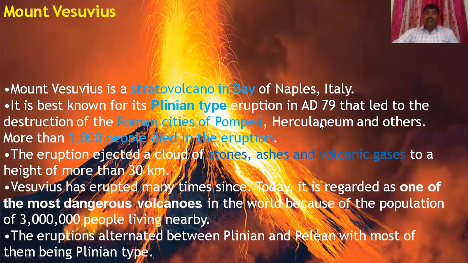More than 1,000 people died in the eruption. The eruption ejected a cloud of stones and volcanic ashes to a height of more than 30 kilometers from the surface. Vesuvius has erupted many times since. Today it is registered as one of the most dangerous volcanoes in the world because of the population of 3 million people living near this volcano. The eruptions alternate between Plinian and Pelean, with most of them being Plinian type.